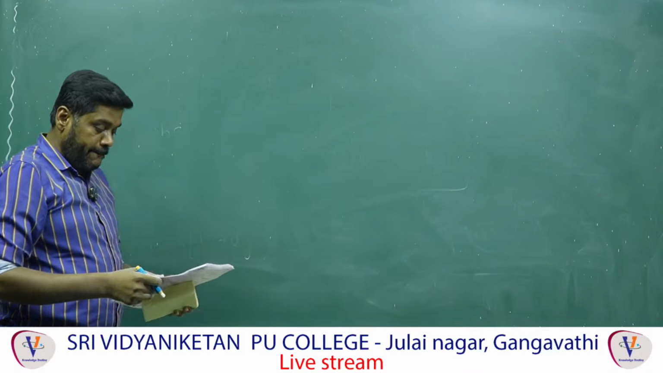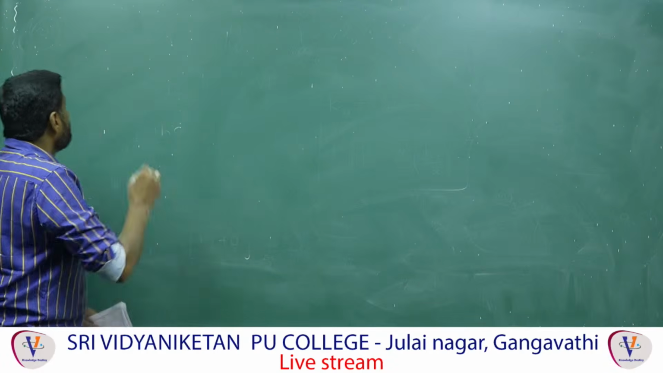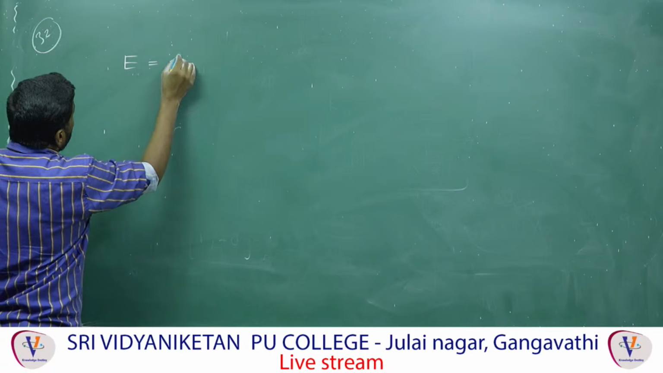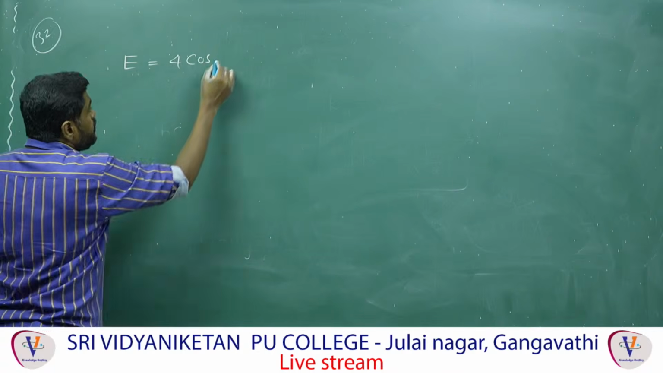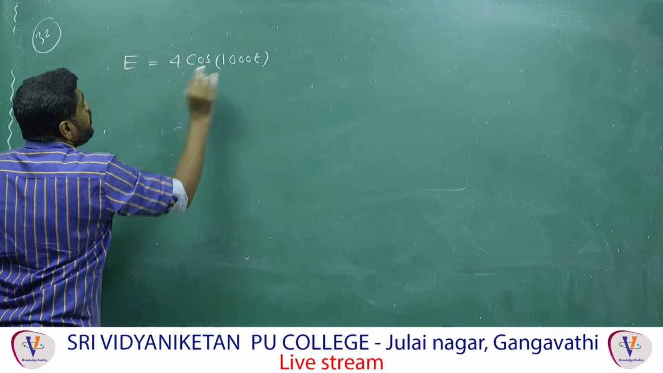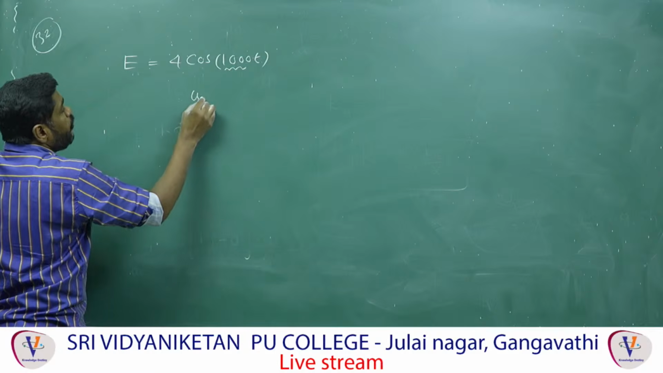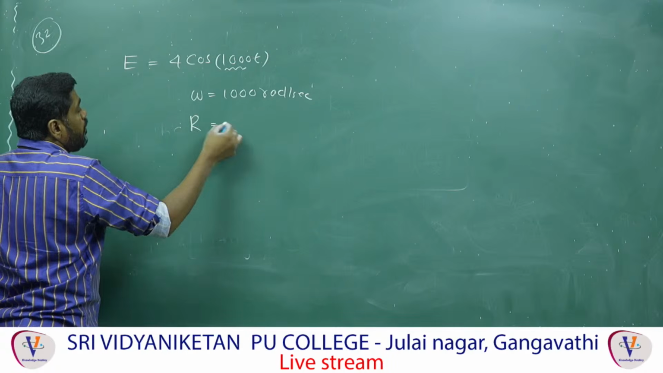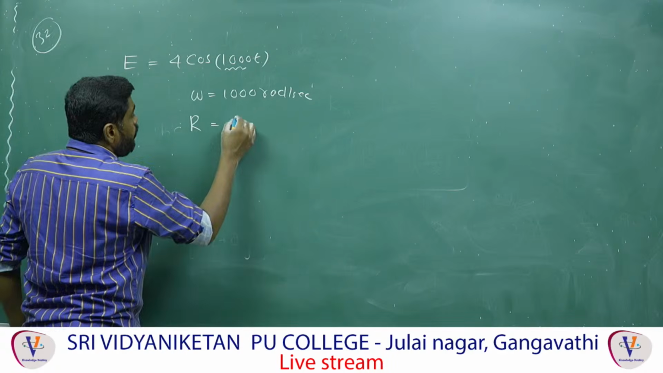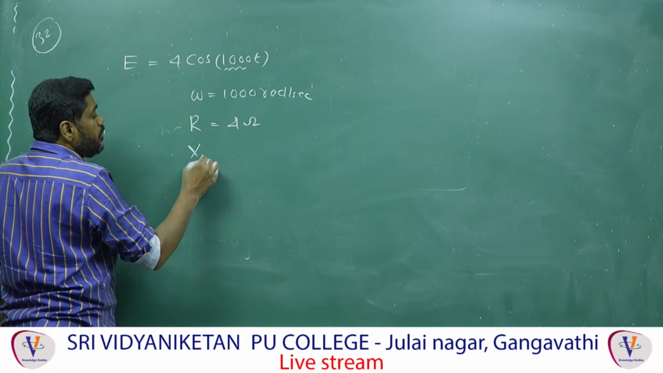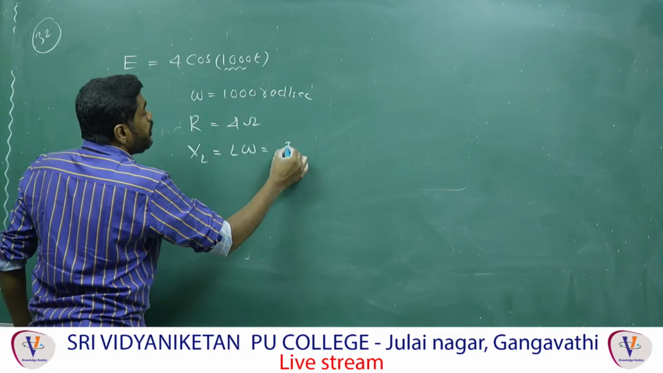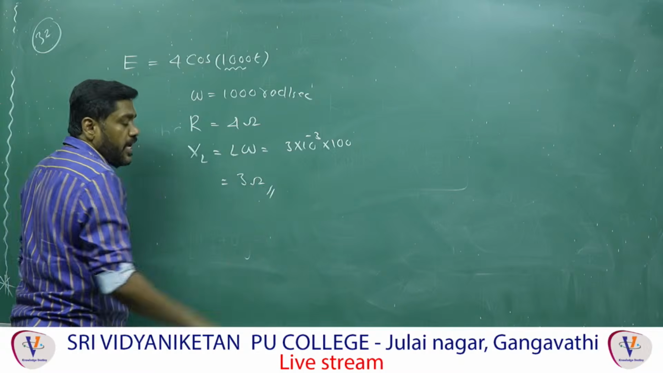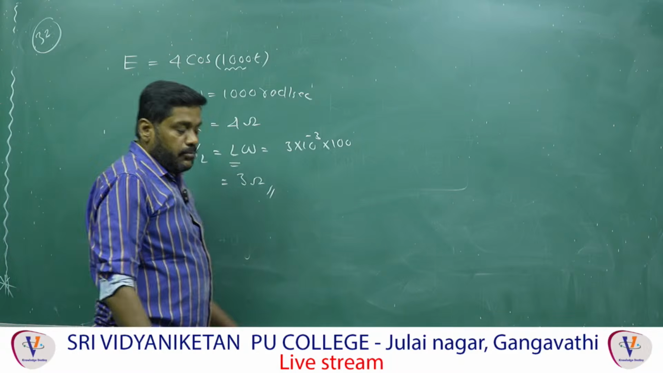So, question number 32. So, question number 32 is, they have given what? The EMF. E is equal to 4 cos 1000 t. Therefore, now in place of the omega, that is the 1000 radian per second. And the resistance what they have given? Resistance is equal to 4 ohm, and XL value is equal to L omega. So, L value 3 into 10 power minus 3, into 1000. Therefore, that is equal to what? 3 ohms, because the inductance value 3 millihenry they have given.